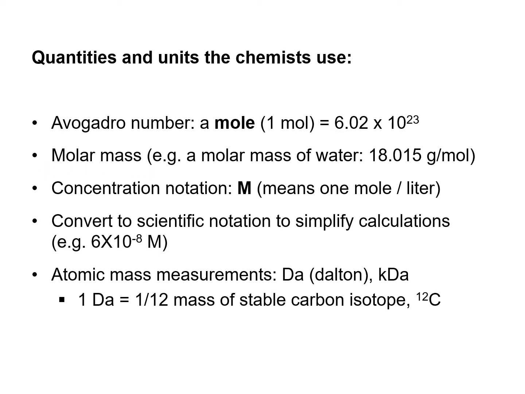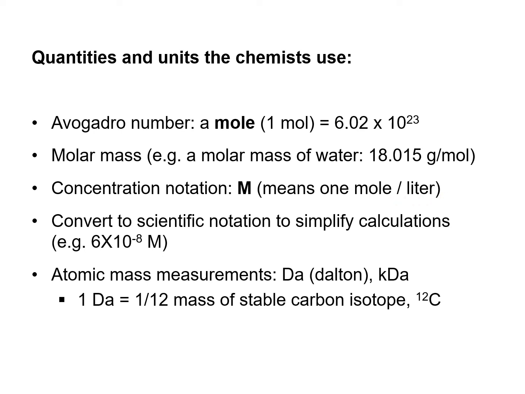And molar mass is basically the total weight or total mass of all these 1 mole molecules. So an example is a molar mass of water that is about 18 gram per mole. And one of the widely used notations in chemistry as well as biochemistry is molar concentration, which means the 1 mole, again, this total number of molecules per liter.